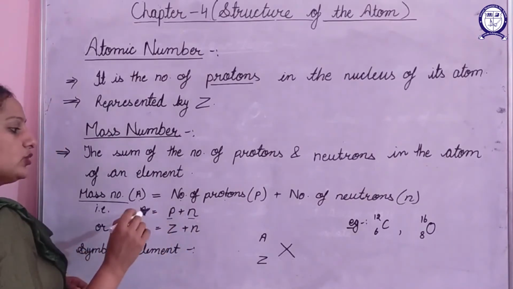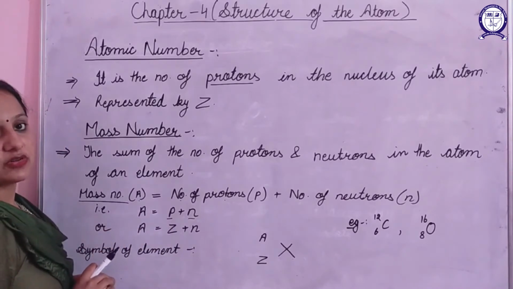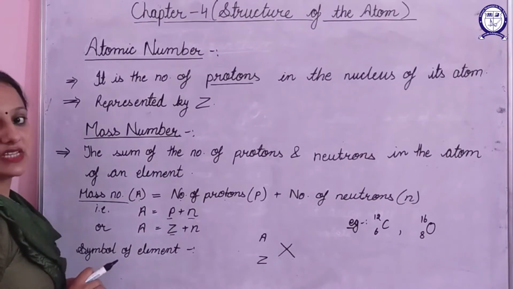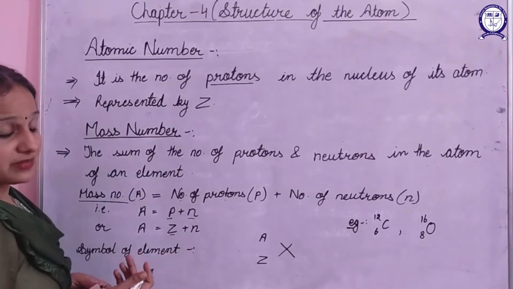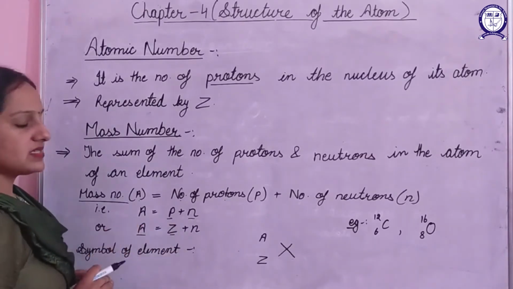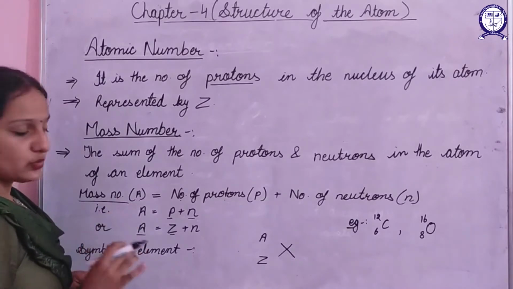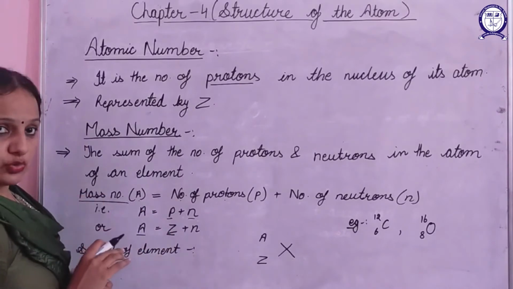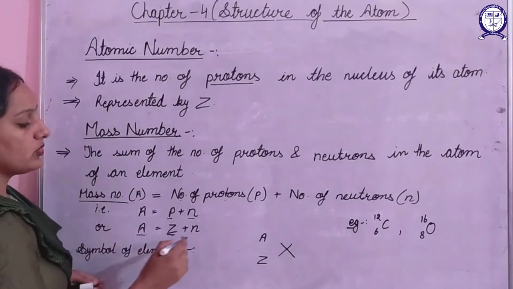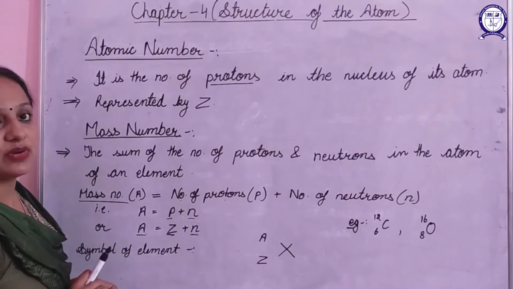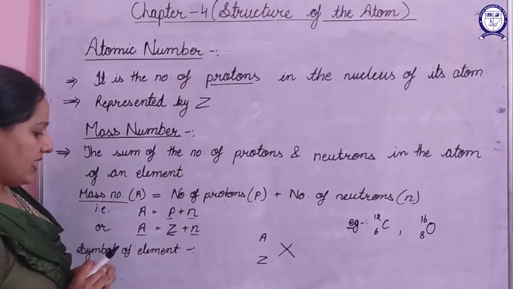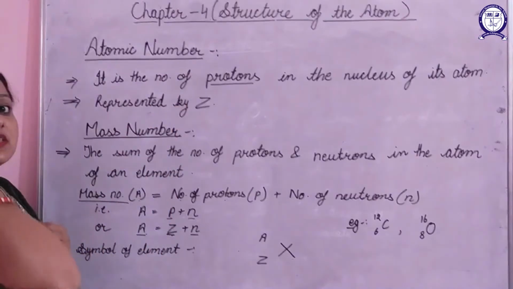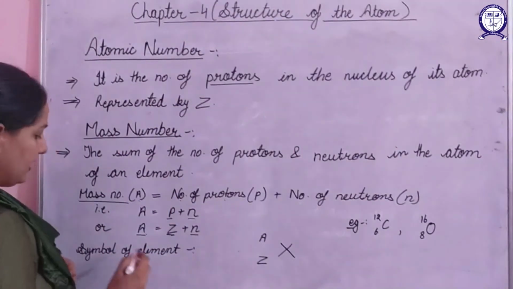Now one thing, we know that the number of protons and the number of electrons in an atom are equal. So instead of P, we can substitute the value of Z also, because that will remain the same. Now, as the mass number of most of the elements is known to us, and the atomic number of most of the elements is also known to us, if these two things are known, then we can easily calculate the number of neutrons present in an atom.